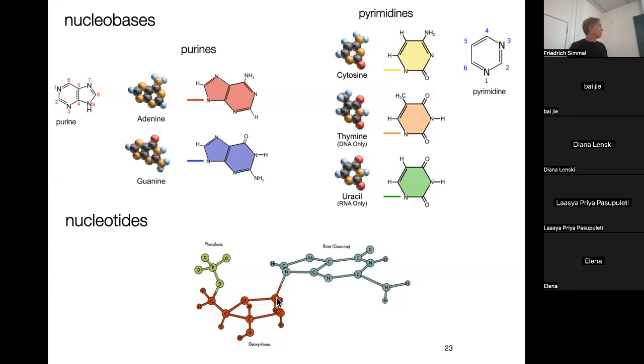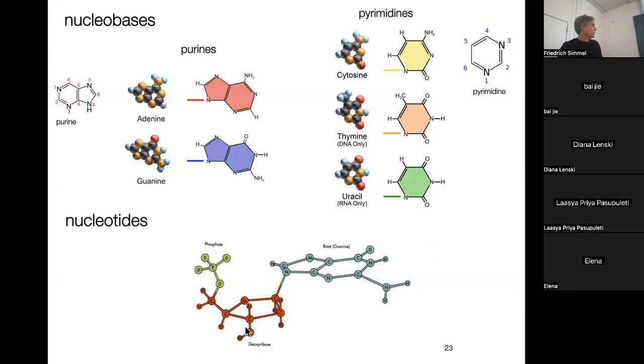It's called 1 prime because the chemists number the atoms in the base. They are numbered without prime, so it's 1, 2, 3, 4, and so on for the atoms in this base. And the atoms in the sugar get numbered with prime numbers, so 1 prime, 2 prime, and so on. You can check what numbers they have: 1 prime, 2 prime, 3 prime, 4 prime, and 5 prime. These are the carbon atoms in this deoxyribose.